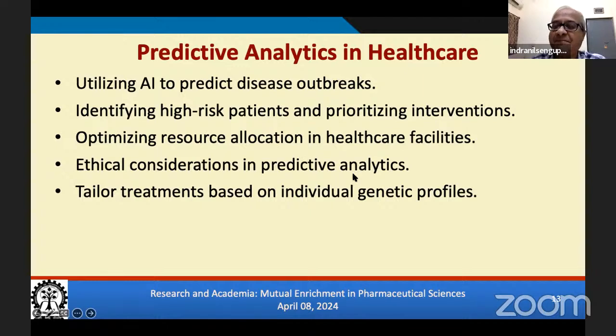And when you are doing this predictive analytics, we should not forget about the various ethical considerations. Okay, we should not maliciously target specific groups or specific geographic areas. And this can also help us in tailoring treatments to individuals based on the genetic profile of that person, which is already in the cloud now. The genetic profile of every individual is supposed to be in the cloud. Of course, we are still not there, but we are slowly moving in that direction. Okay.